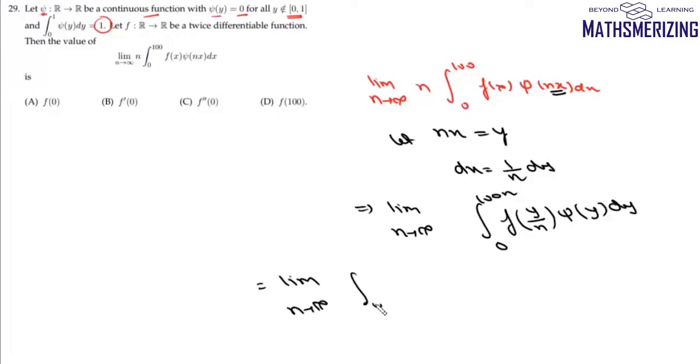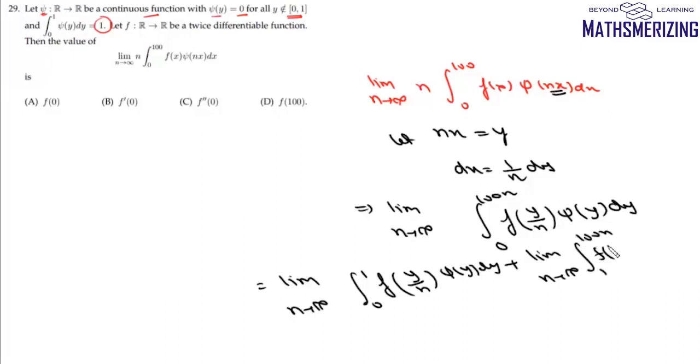Now we can write this as the limit as n tends to infinity of the integral from 0 to 1 of f(y/n) psi(y) dy, plus the limit as n tends to infinity of the integral from 1 to 100n of f(y/n) psi(y) dy. Now when y doesn't lie between 0 and 1, psi(y) is 0. So this function is 0. So this limit will simply be 0.